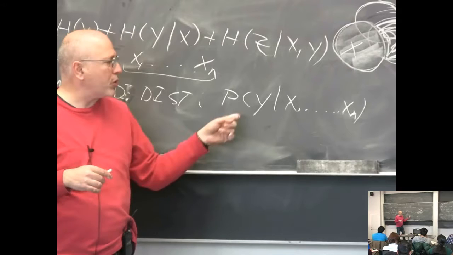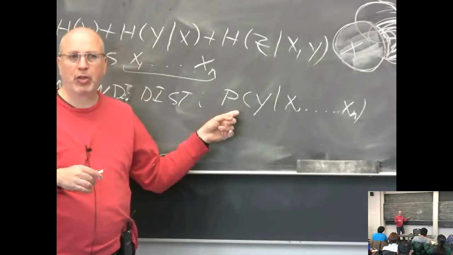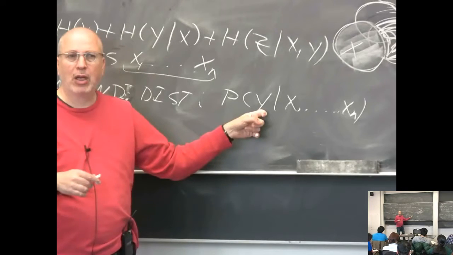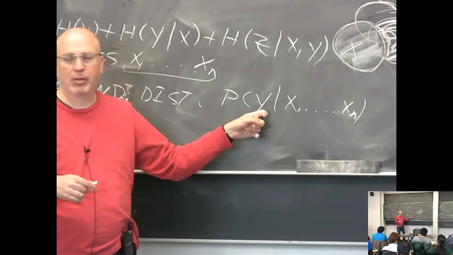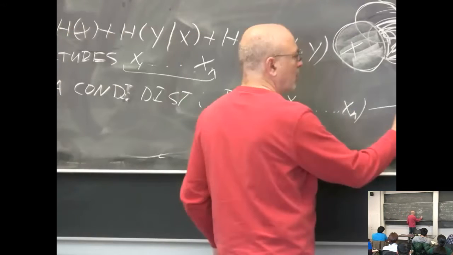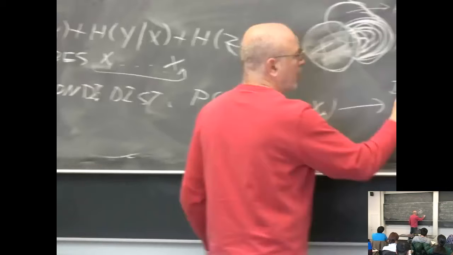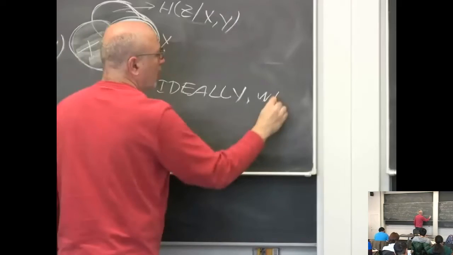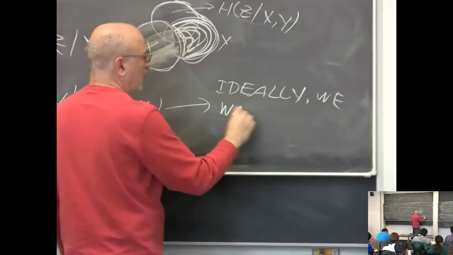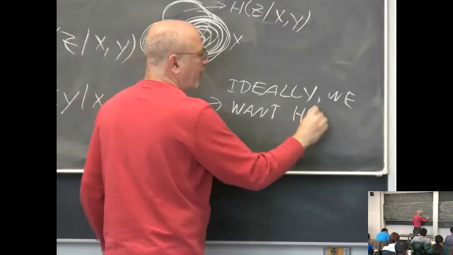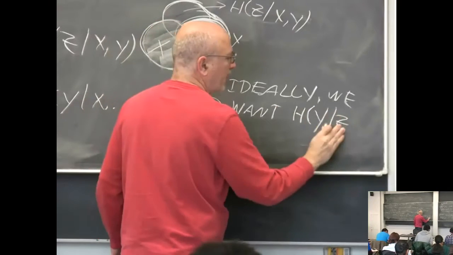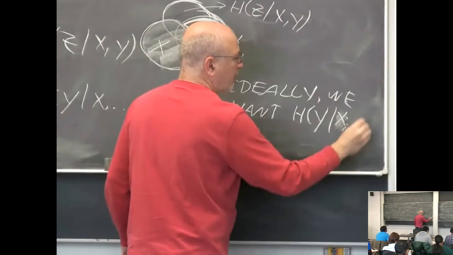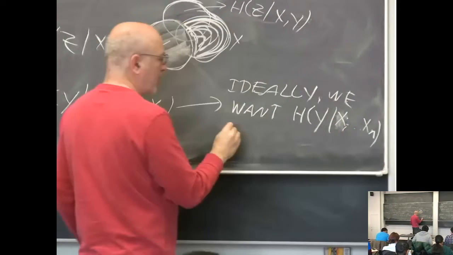In other words, you want this distribution, if you think about a distribution over Y, to have low entropy. Ideally, we want the conditional entropy of Y conditioned on x1 through xn to be as low as possible.